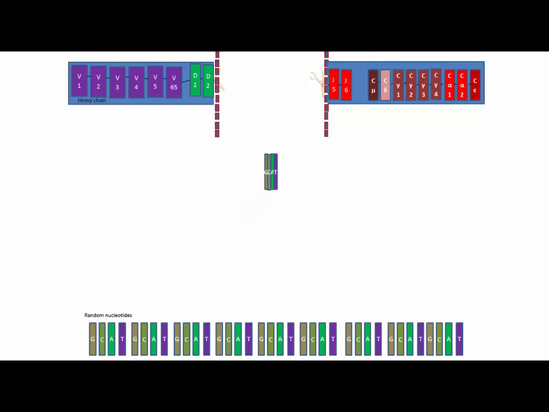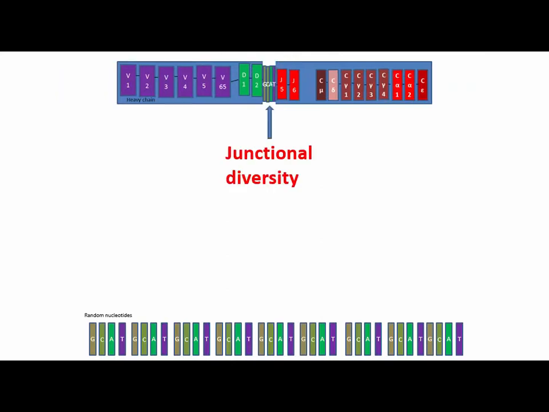And then what happens is random nucleotides will either be removed from the sticky edges of the D or J region, or they'll be added. In this case, there's some added. And they then come together. And the addition or removal of nucleotides is called junctional diversity. And in some cases, it'll be referred to as somatic hypermutation. Okay? So, that process is D to J recombination.